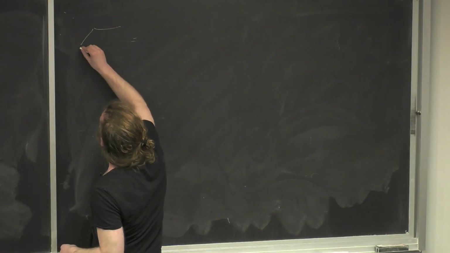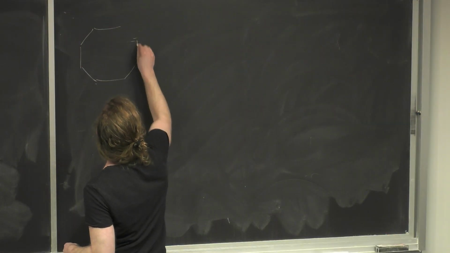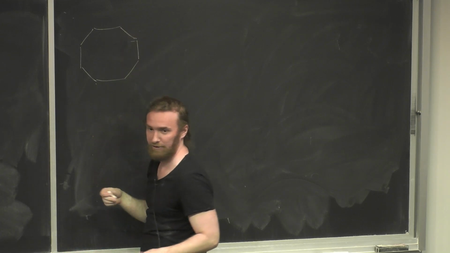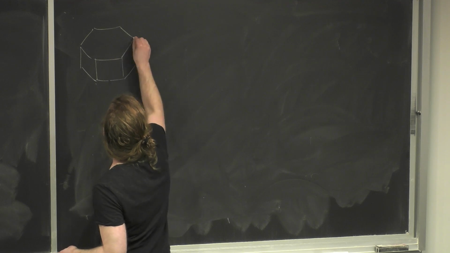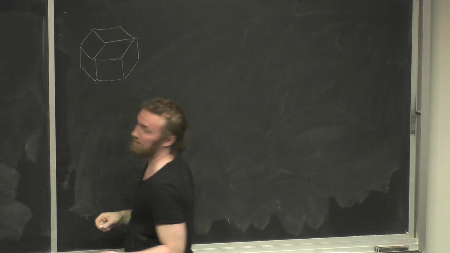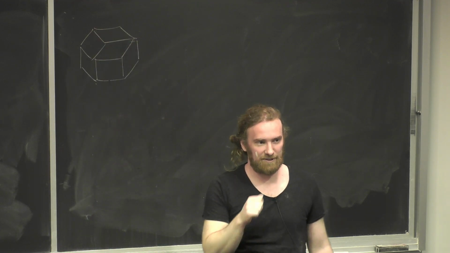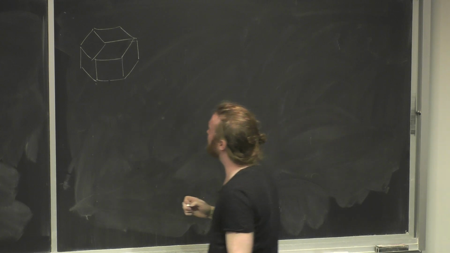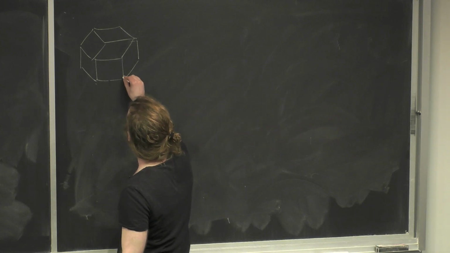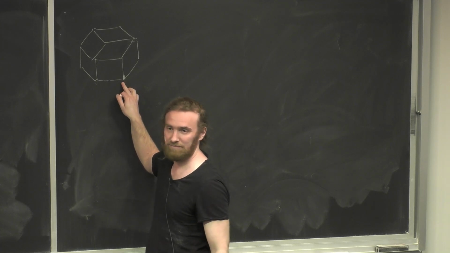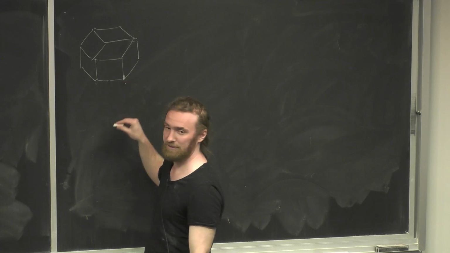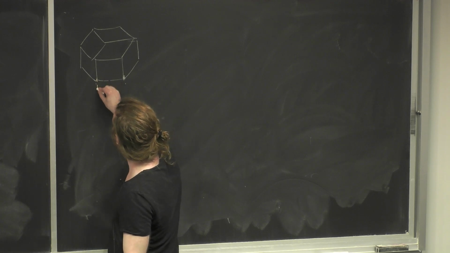What I do is I draw an octagon. And then I fill my octagon with quads. So I tile it with quads any way I want. Some point on the boundary I declare to be my origin.